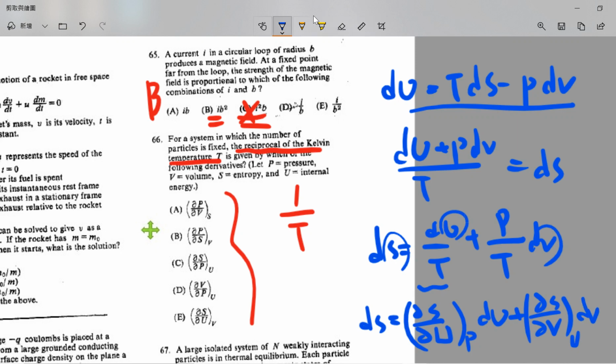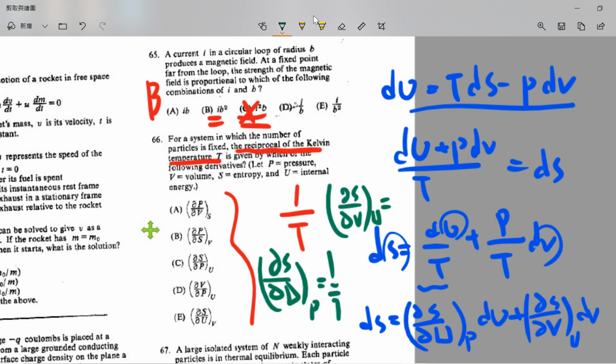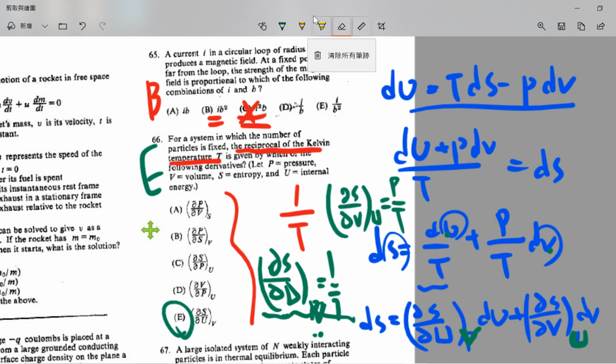Okay, so you start from that, you can see the partial S partial U is 1 over T, and partial S partial V is p over T. So what we need is this 1 over T, and this is at fixed V. So this is partial S partial U at fixed V. So the answer should be E. Basically that's it.